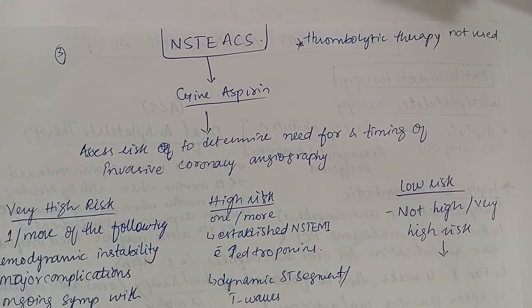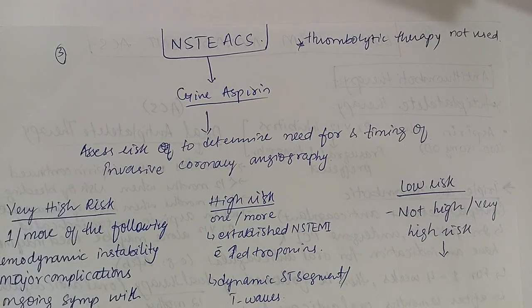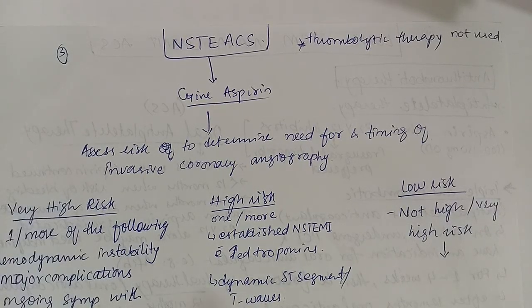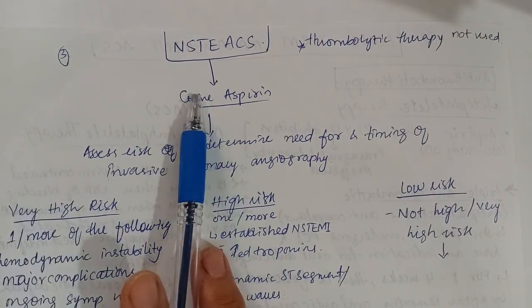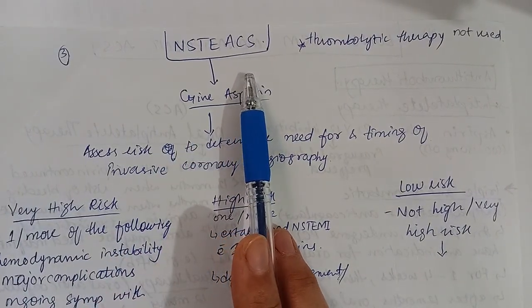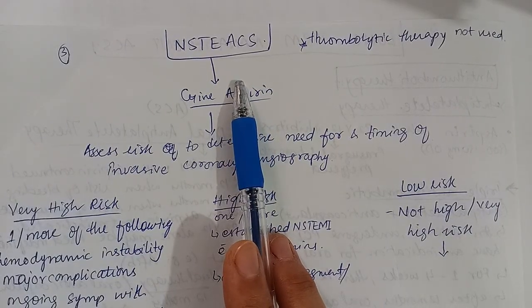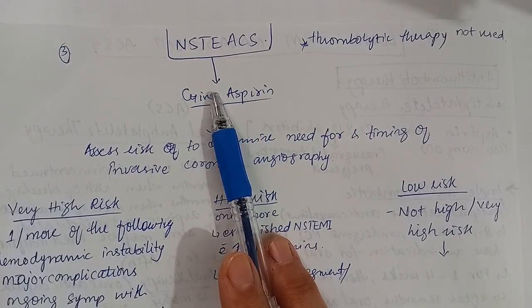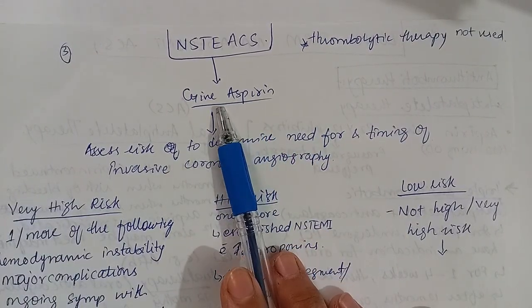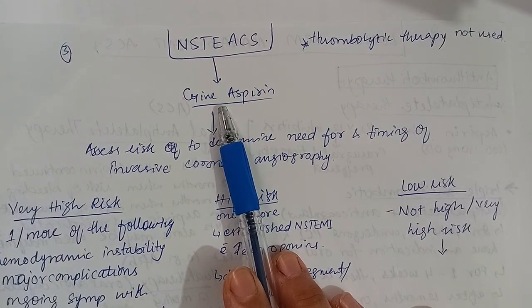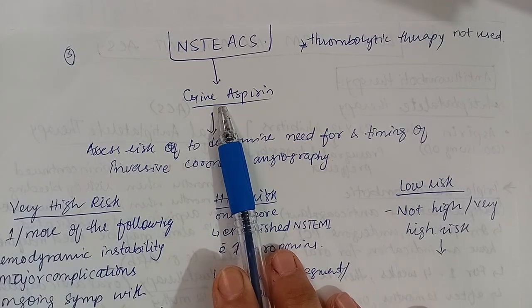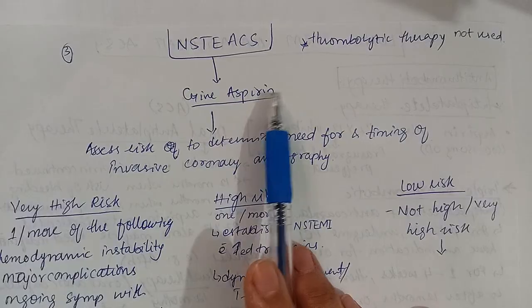So today we are going to do non-ST elevation acute coronary syndrome. In the previous video I have covered ST elevation MI, and in this video I am going to cover the acute management of a non-ST elevation acute coronary syndrome, which consists of a non-ST elevation MI and unstable angina. So the first line therapy in this case is also to give aspirin. And the very first step you do when the patient comes to you with chest pain is to give aspirin.